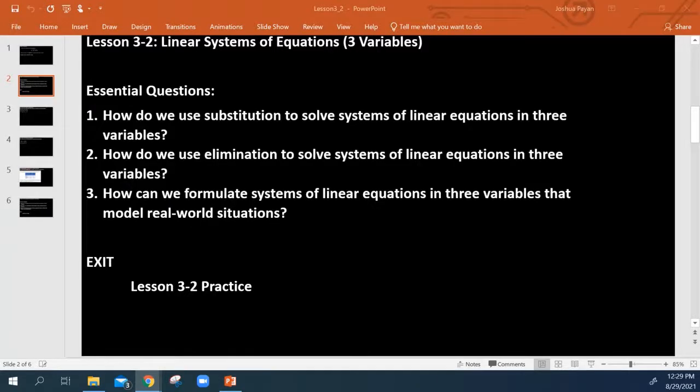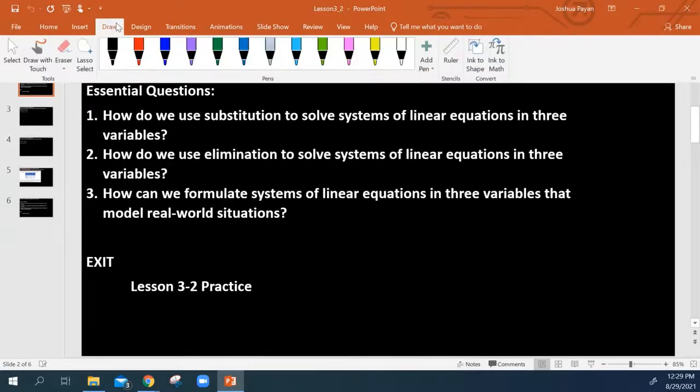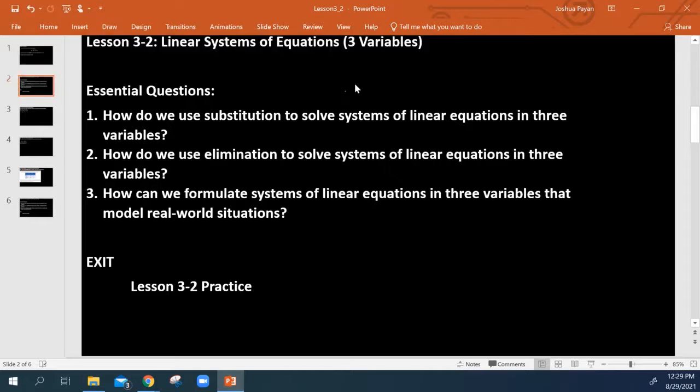All right, so this video isn't going to be much more of a stretch from what you saw on 3-1. We're still doing linear systems of equations, except we're in 3 variables now, which means we're looking at 3x4 matrices. And I don't know if we'll get into matrices or not, probably not, but we're looking at 3x4 systems, we'll call them that then. Okay, so here's our EQs.